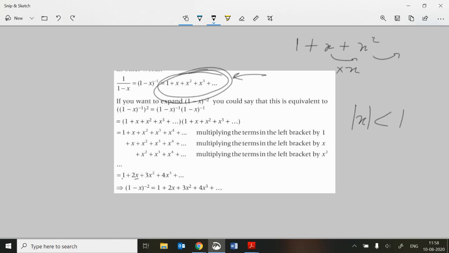Well, that's pretty nice. Now you're going to need to do that again to get 1 minus x to the power of minus 3. Okay, so that's going to build up your sequence. Now, that's not a proof, that's just showing how the sequence develops.